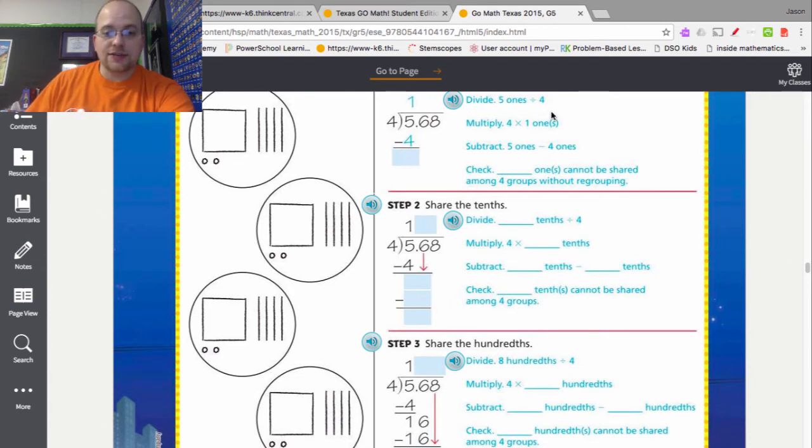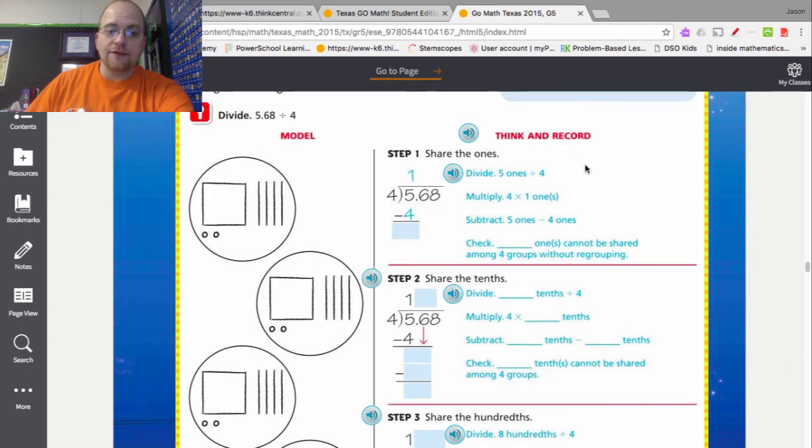But we can work that as a division problem too. And if you look at this, it looks just like a regular division problem. The only difference is there's a decimal here. So let's ignore the decimal for now. All right. How many times will 4 go into 5? Well, it goes 1 time. 1 times 4 is 4. And if we do the subtraction there, that leaves 1 left over.